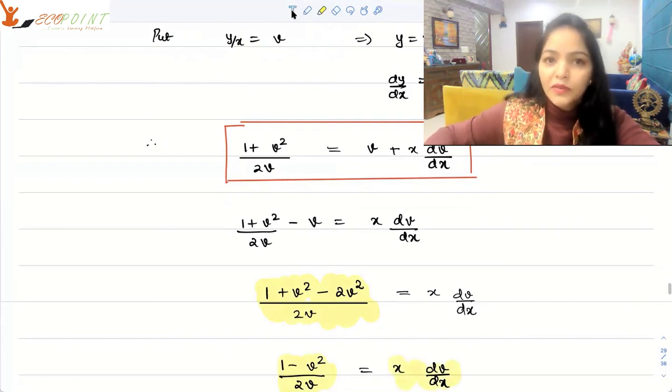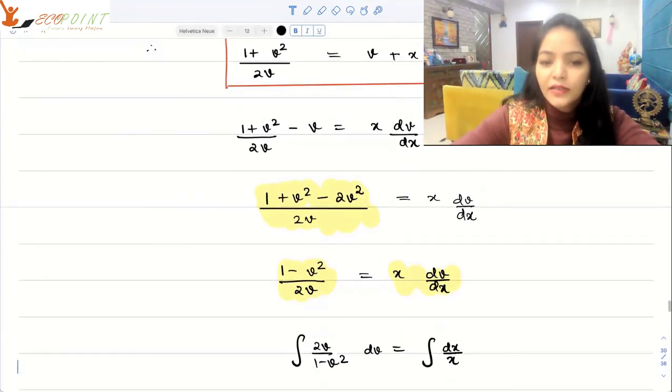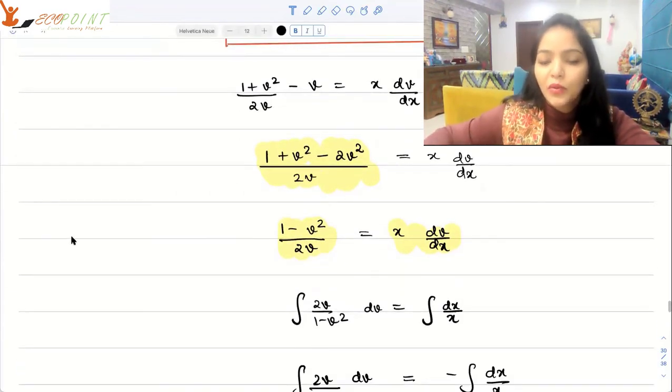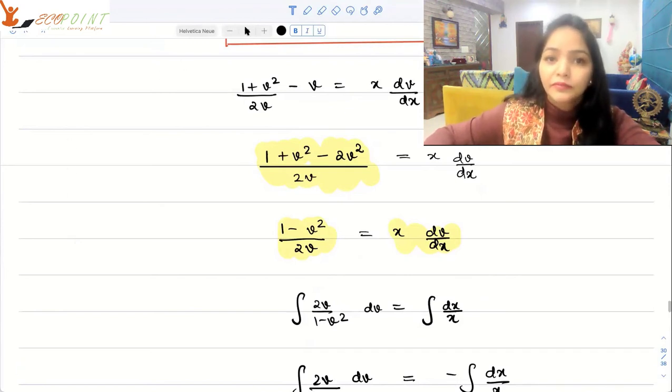All v terms on one side, all x terms on the other side, and integrate. So you have 2v upon (1 minus v square) dv is equal to dx by x, taking the integral. So now you have to integrate this.